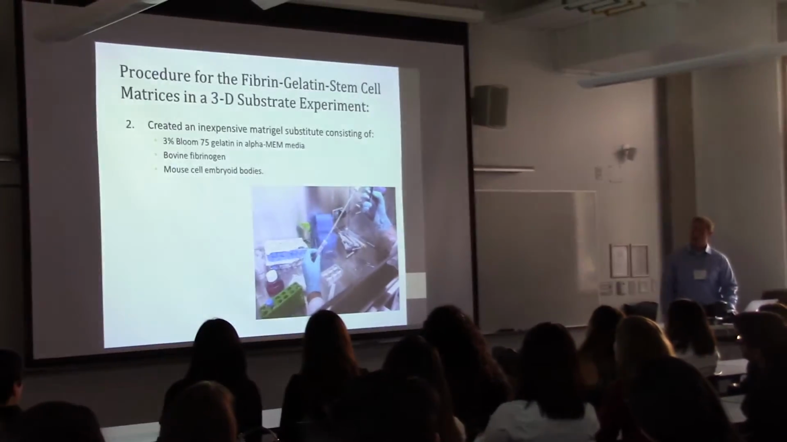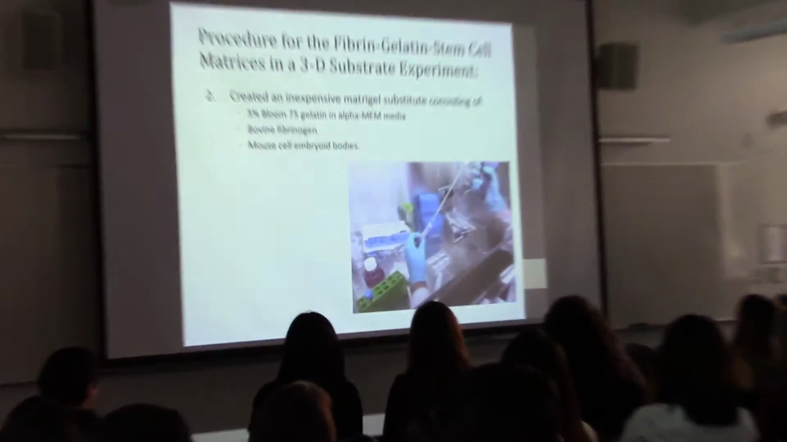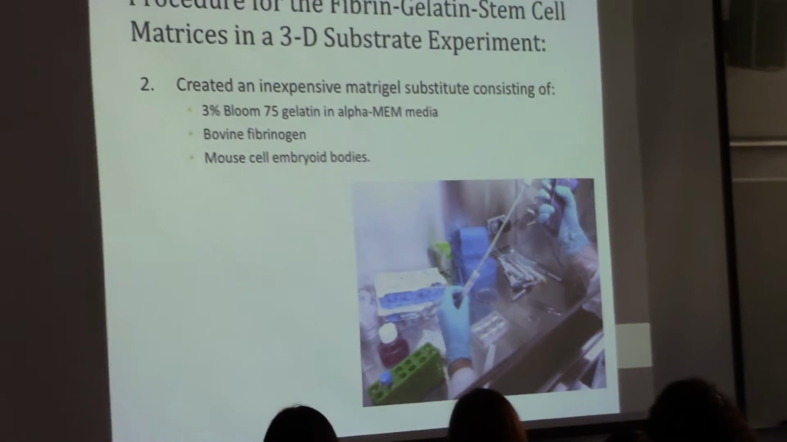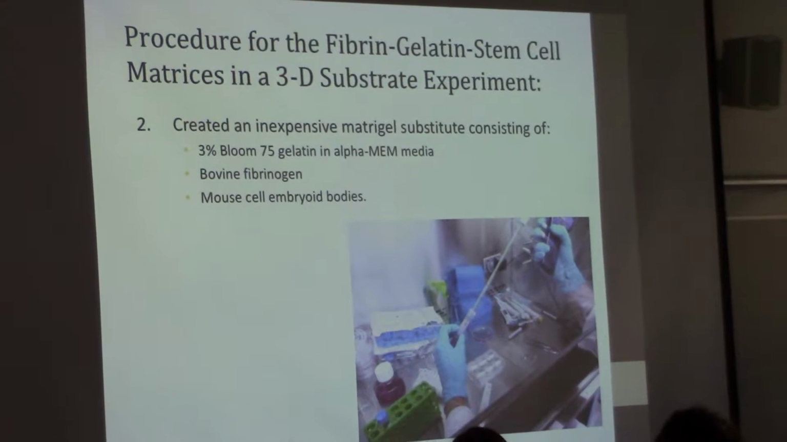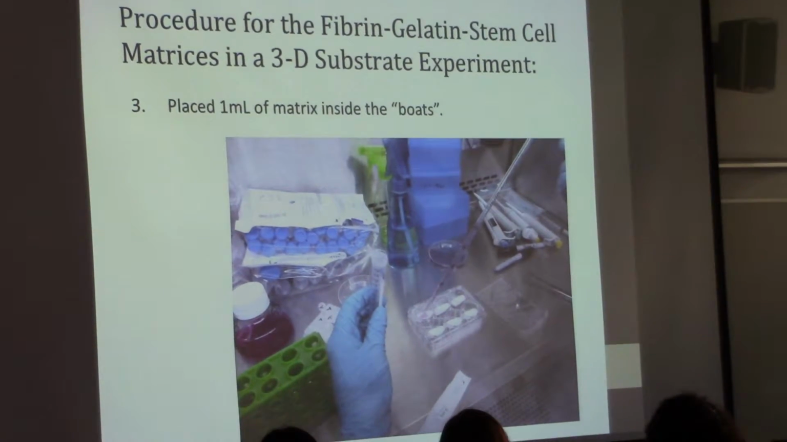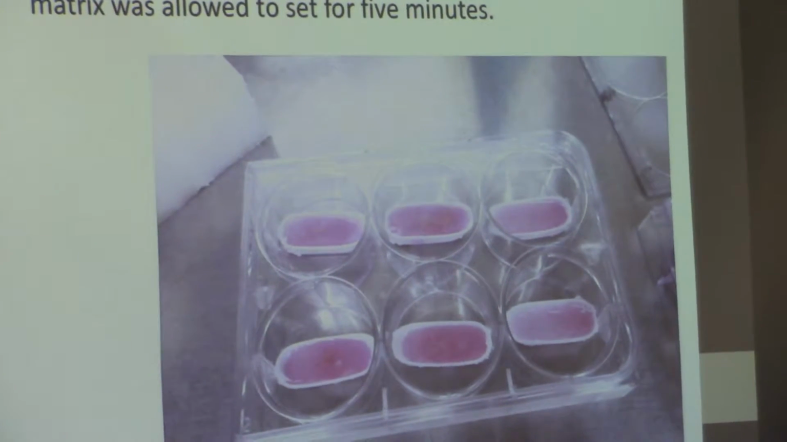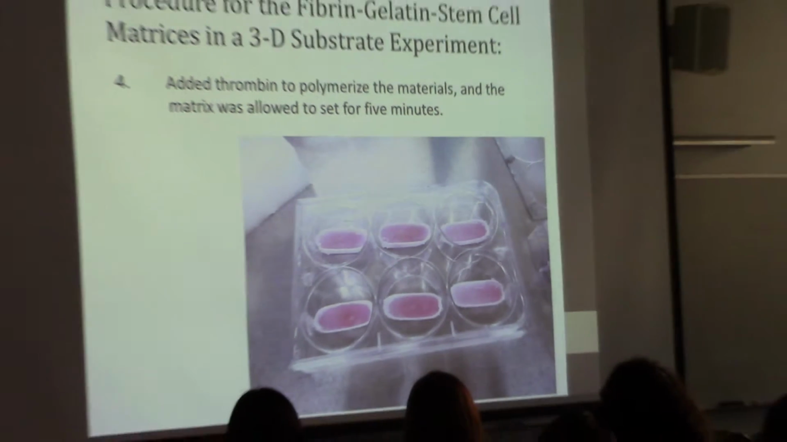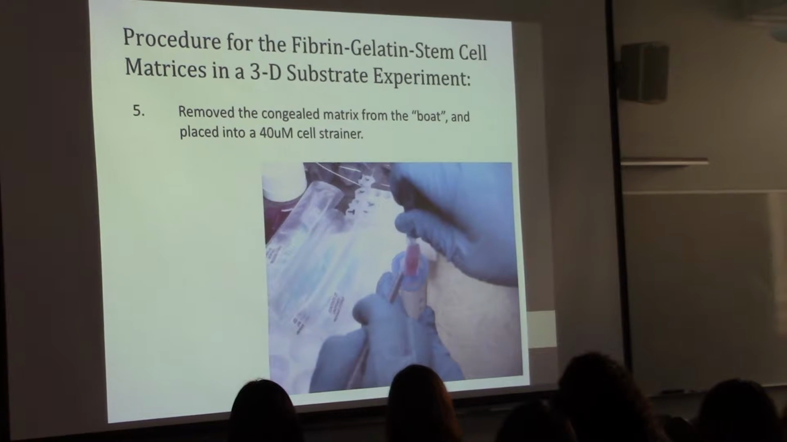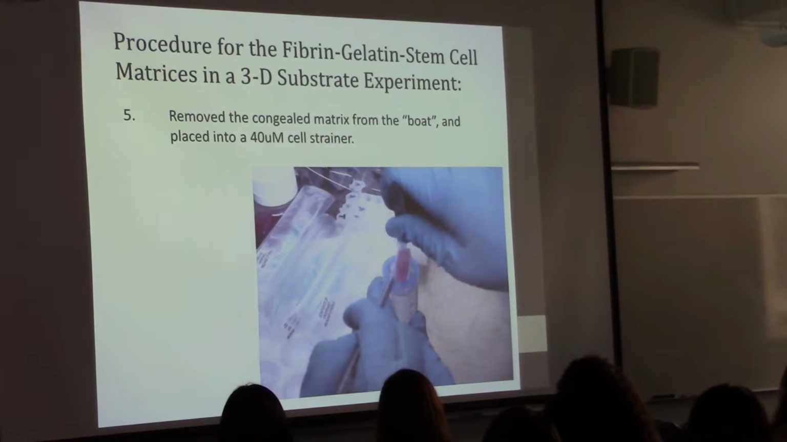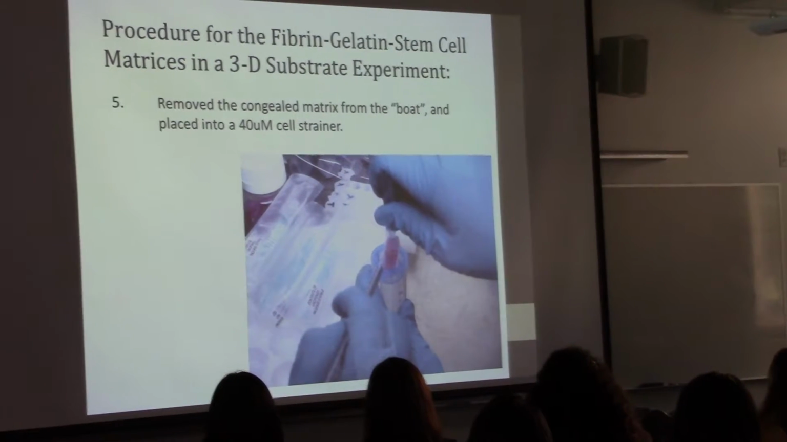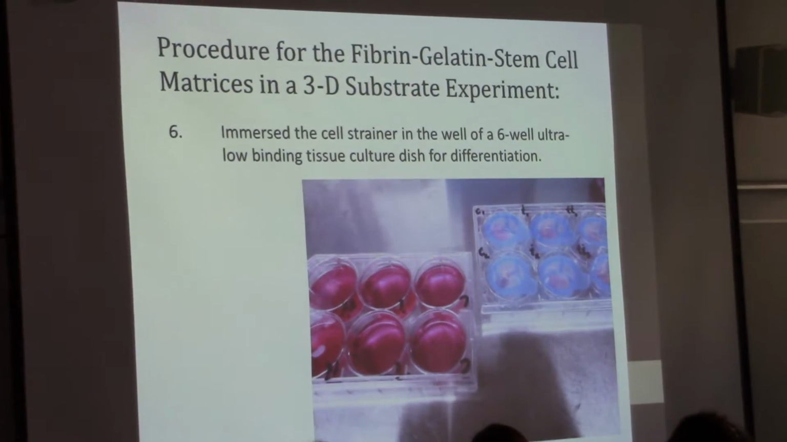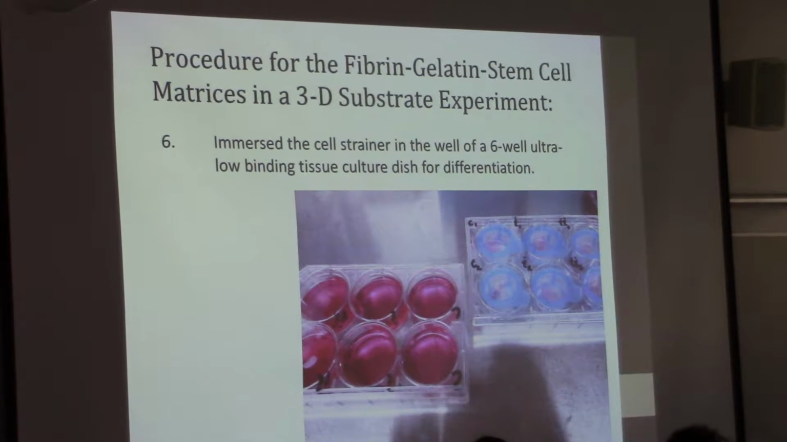We added the Matrigel substitute to the boats, and it consisted of the Bloom gelatin in the alpha MEM media, fibrinogen, and mouse embryonic bodies. We placed it in the boats and added thrombin on top. You can see a little polymerization going on there in the boats. We let it sit 5 minutes. We removed the gelatin into a cell strainer, and that allowed us to transfer it over and over again to different media at our media change.